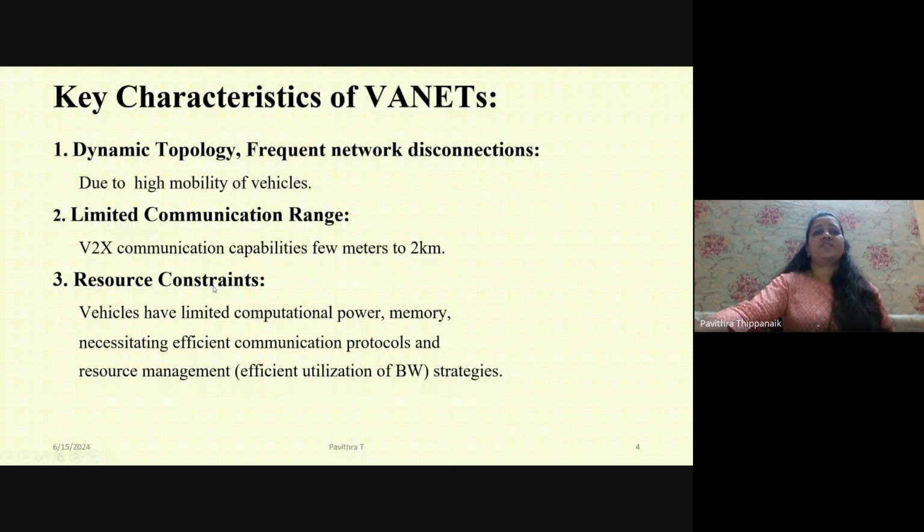And another resource constraint, as I said, is better or efficient utilization of the bandwidth, which is nothing but resource management. Therefore, when we are trying to propose a solution for any research problem, we have to keep these three things in mind, and accordingly, we have to propose a solution.